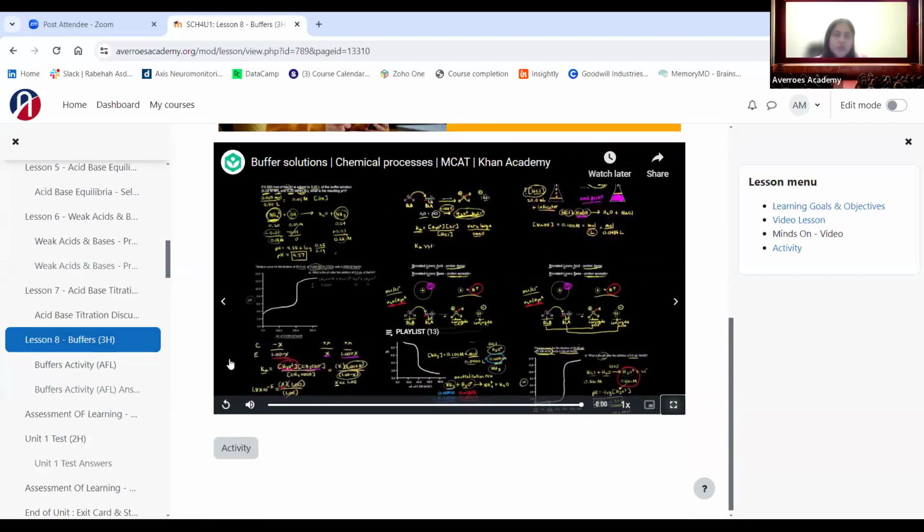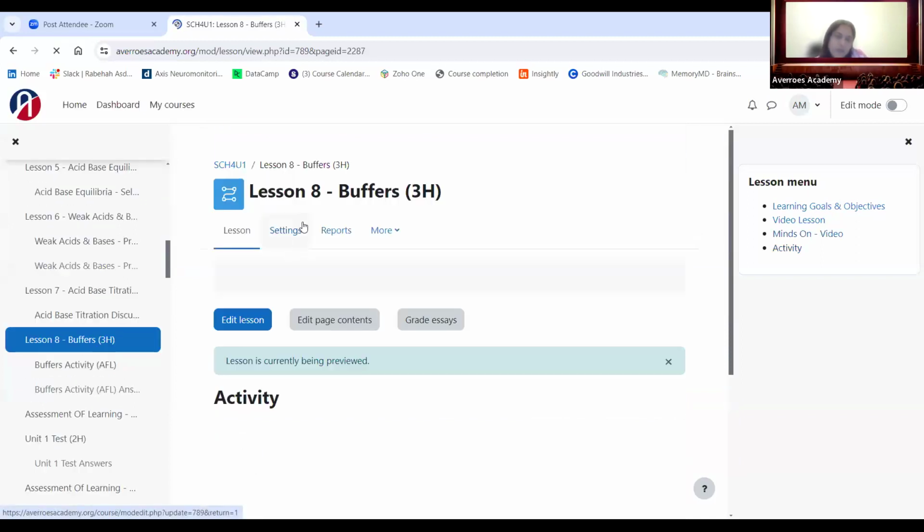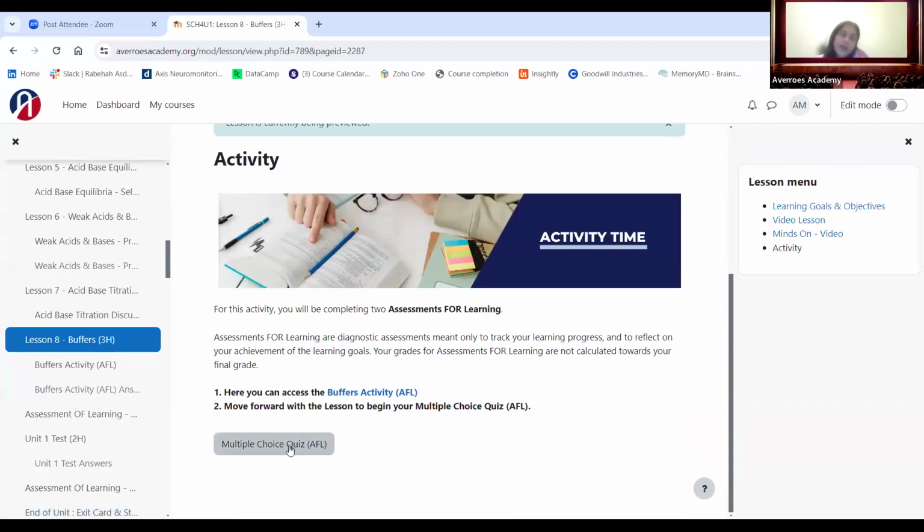All right, guys, so this was a really good resource going over the buffer equations. And there is an activity associated with this as well. So go ahead and work on this multiple choice quiz.